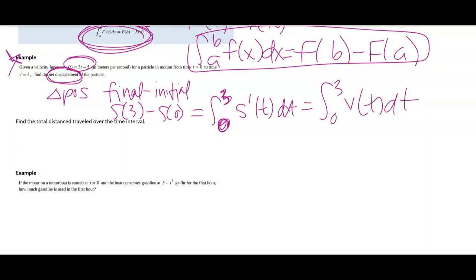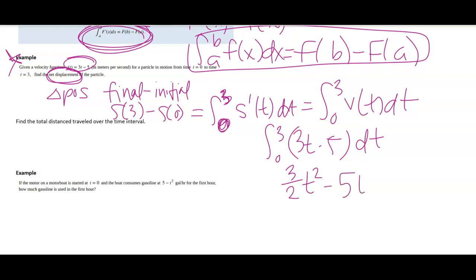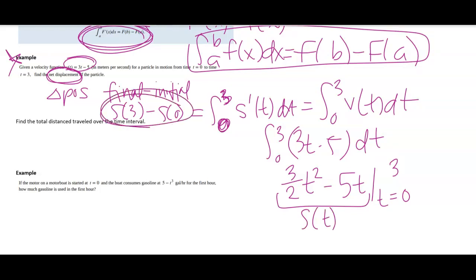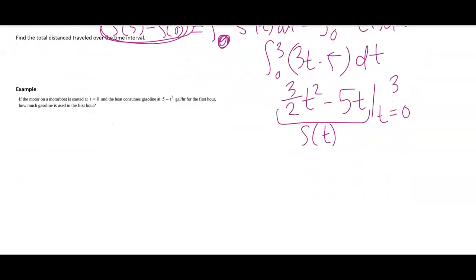Well, S prime of t is just velocity, so I'm looking at the integral from 0 to 3 of the velocity curve. And so the integral from 0 to 3 of 3t minus 5 dt would be 3t squared over 2, or I can write that as 3 halves t squared minus 5t, and I'm evaluating that from 0 to 3. Okay, now another connection to make is if I were to integrate velocity, like this is S of t. And so when I plug in 3 and I plug in 0, I am finding S of 3 minus S of 0 using the fundamental theorem of calculus here.